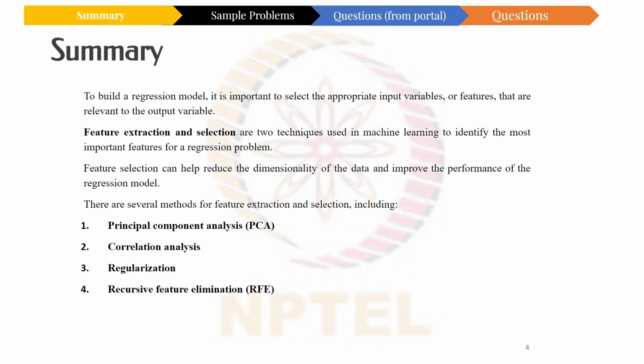Then feature selection is the process of selecting a subset of available features that are more relevant to the output variable. We will see how feature selection can be performed in the Weka environment. We have several methods of feature extraction and selection, such as principal component analysis.